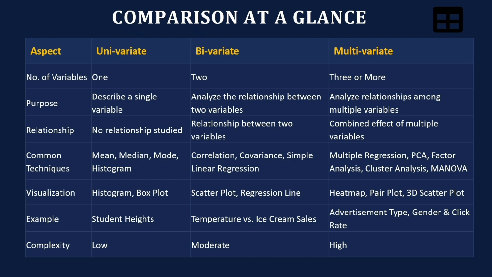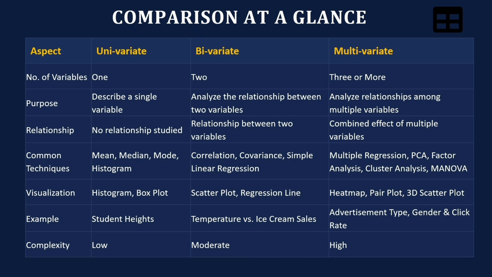The commonly used techniques for the three types are as follows. The first one is univariate analysis, where we use the mean, median, and mode for measuring. For bivariate, we use the correlation coefficient, covariance, and simple linear regression formulas for analyzing this. And the next one, to identify multiple variables, we use multiple regression, principal component analysis, factor analysis, cluster analysis, and also MANOVA.